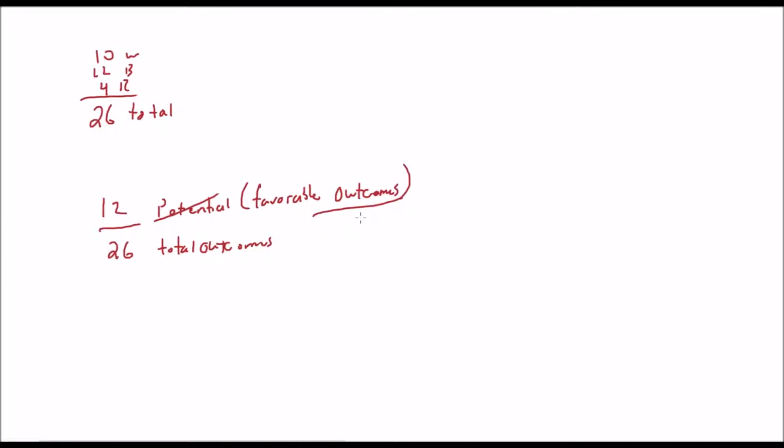Favorable over total possible outcomes. Now we've drawn our socks. We were fortunate enough on the first draw to draw a black sock. We did not replace the sock, of course, because we're trying to get a matching pair.